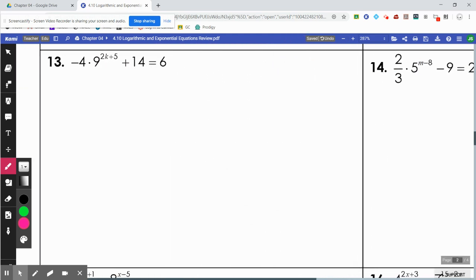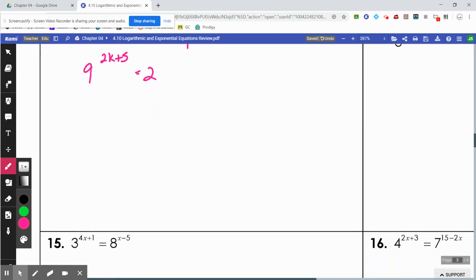Again, we always have to start out by isolating our exponential. So let's subtract 14. That gives me negative 8. Divide that by the negative 4, and that gives me 2. So I now have 9 to the 2k plus 5 power equals positive 2. Let's change forms. So it'll be log base 9 of 2 is equal to 2k plus 5.